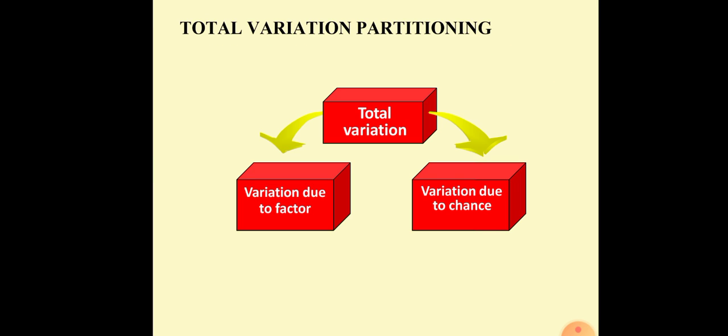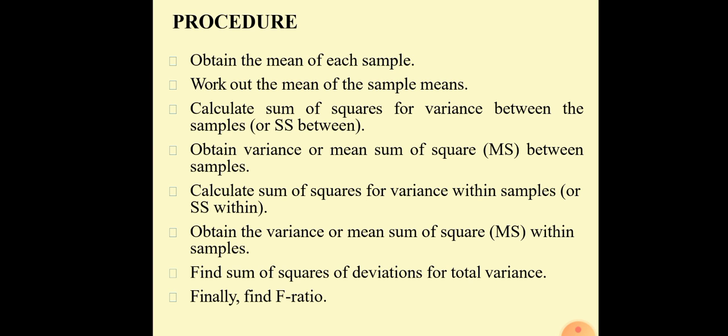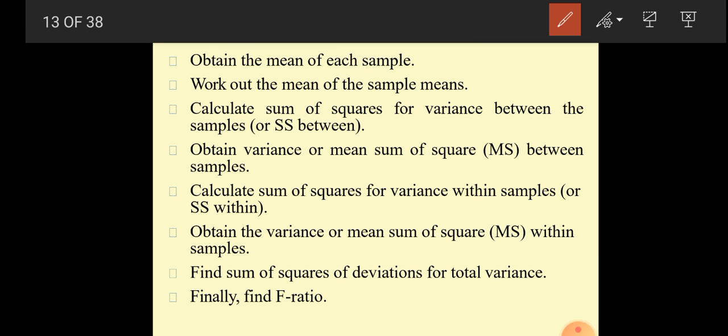Total variation partitioning means the total variation is divided into two: variation due to a factor and variation due to chance. So what is the procedure? As I have already explained, you first obtain the mean of each sample, then calculate the sum of squares of variance between the samples, that is SS between. Then we have to find MS between.